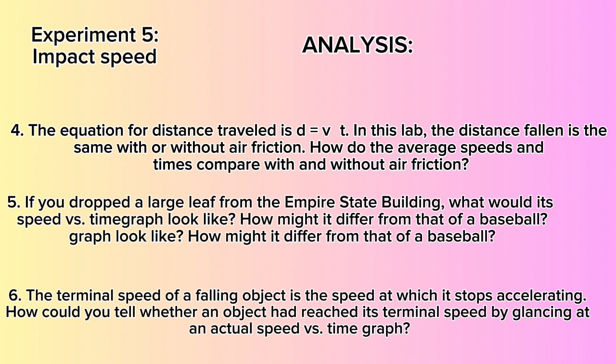How could you tell whether an object had reached its terminal speed by glancing at an actual speed versus time graph? You can tell an object has reached its terminal speed when the speed versus time graph becomes a horizontal line. The slope or gradient of a speed versus time graph represents the object's acceleration. When the graph is a horizontal line, its slope is 0. Since the terminal speed is defined as the speed at which the object stops accelerating, meaning net force is 0, the graph leveling off to a constant value for speed visually confirms the object has reached this point.